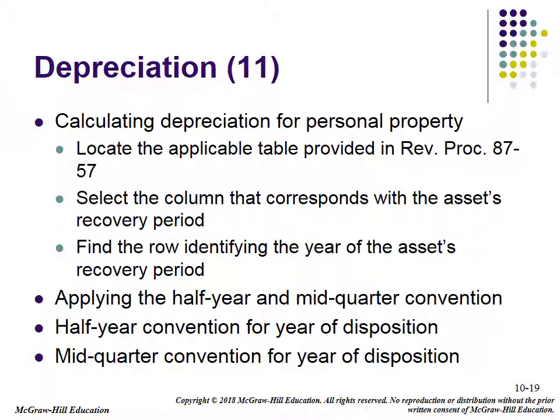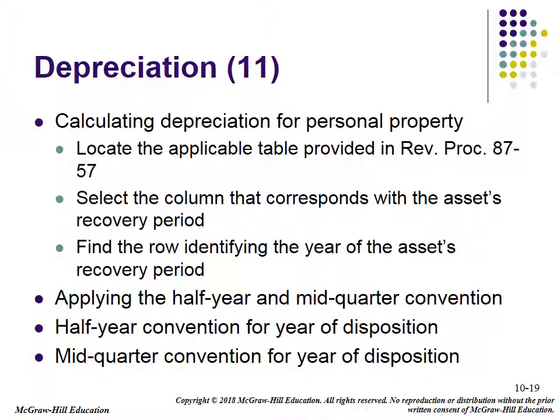So, calculating depreciation for personal use assets. First, find the basis. Then find the life of the asset using Revenue Procedure 87-57. But as I said, it's usually going to be a 5-year life or a 7-year life. Then we're going to see in a second the tables. We select the column that corresponds with the asset's cost recovery. Once we find a table for an asset and a column, we use that same table and column to calculate depreciation for the remaining life of that asset. We never switch to another table.